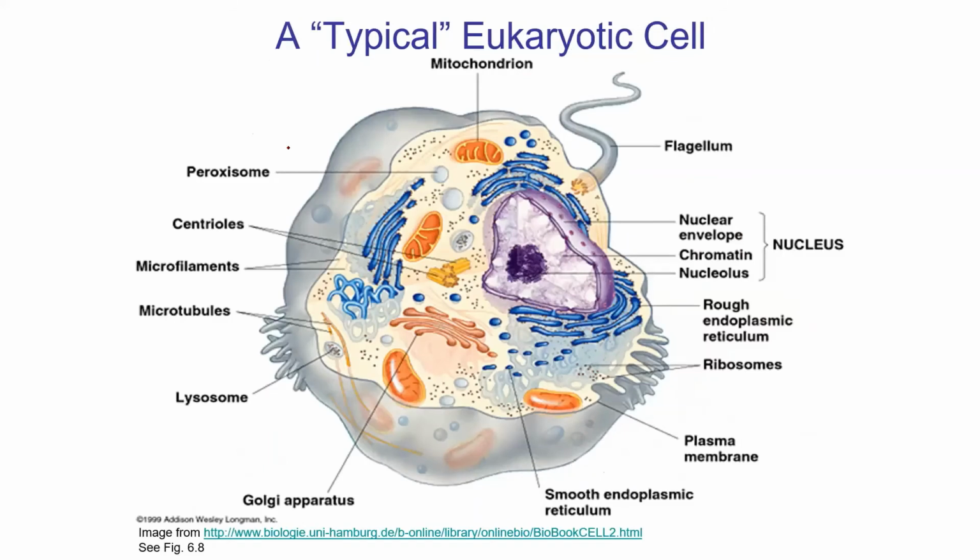There's a eukaryotic cell. This is representing an animal cell. You can see it has a nucleus, has a whole bunch of other membrane-bound organelles, and all sorts of other features that we're going to talk about.